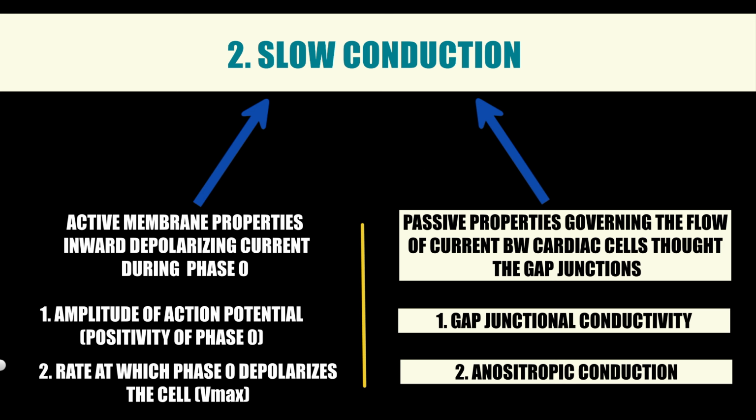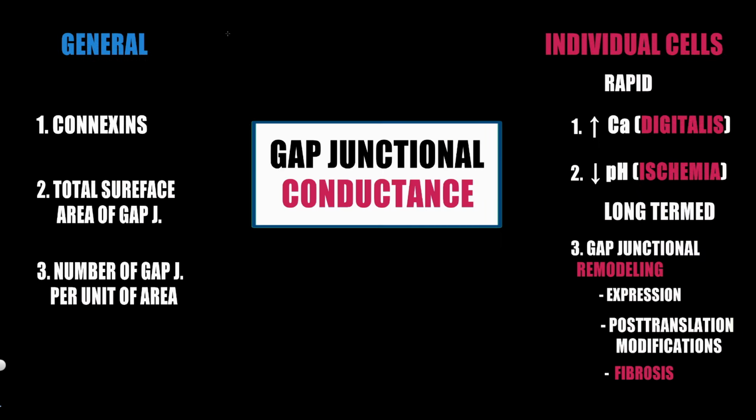Now let's talk about gap junctions. There are two groups of factors that determine the gap junctional conductance: general and individual. Gap junctions are formed by special proteins called connexins. Changing of the connexin protein isoform can change the conduction properties of the gap junction. Other features that affect gap junction conductance are the total surface area of gap junctions and the number of gap junction channels per unit of area.